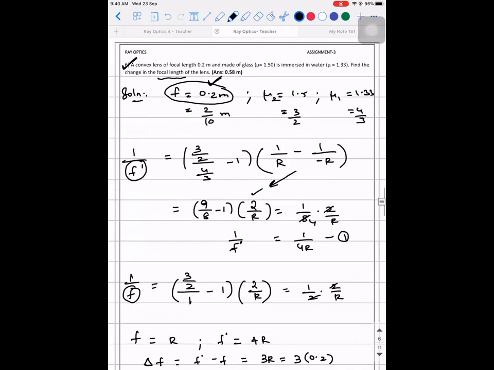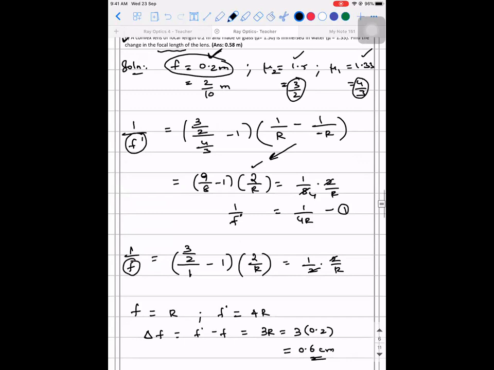The reason why they got it as 0.58 is that they would have dealt with 1.5 and 1.33 literally. I took an approximate value. See, 1.5 is exactly 3 by 2, but 1.33 is not exactly 4 by 3. That is why there is a slight difference. But yes, in the exam it is accepted. So it is 0.6 meter.